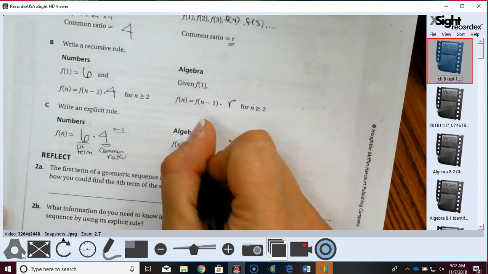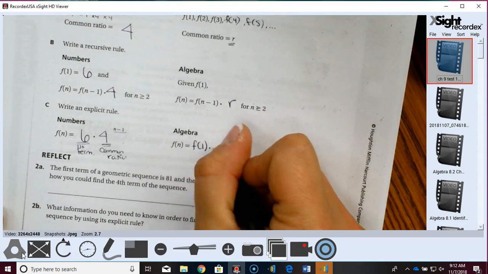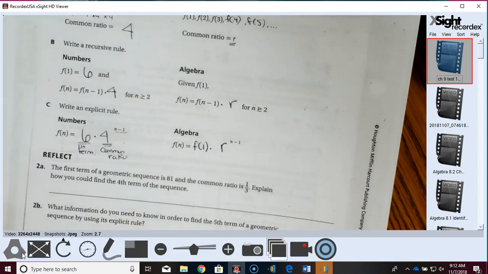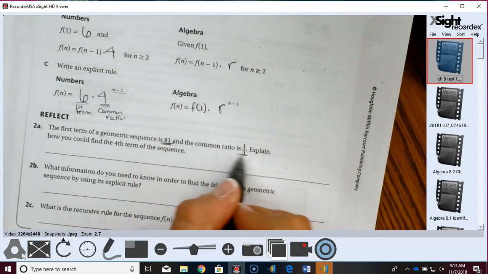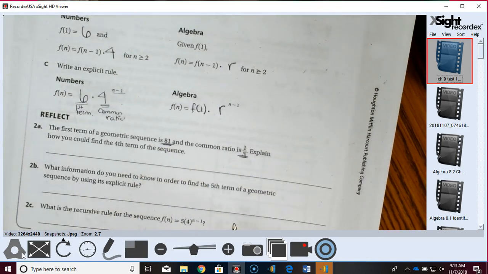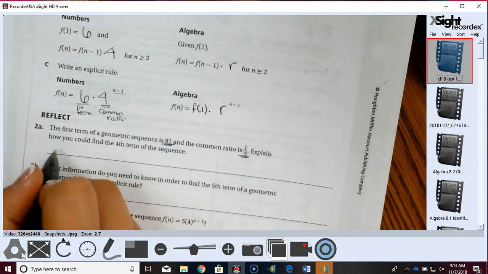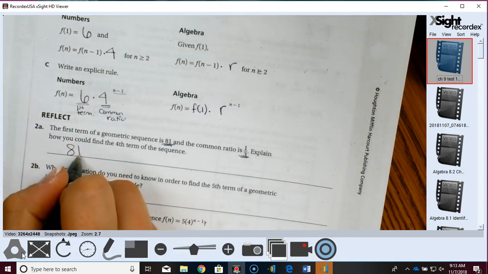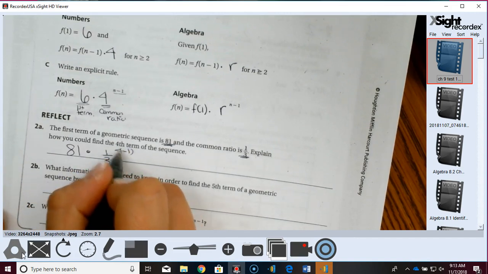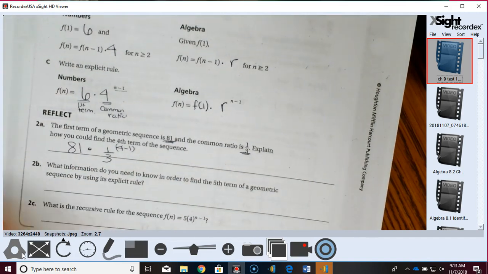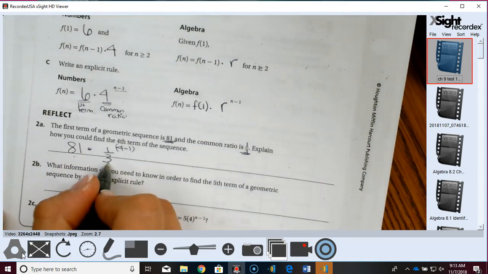It's going to be f of 1, first term, times the common ratio to the n minus 1. The first term of the geometric sequence is 81 and the common ratio is 1/3. Explain how you could find the fourth term. All right, so your first term times your common ratio to the 4 minus 1, right? First term times the common ratio to the n minus 1.